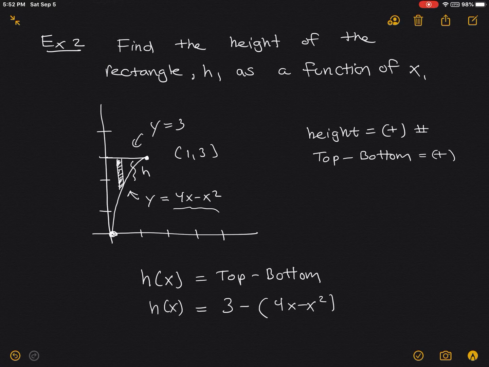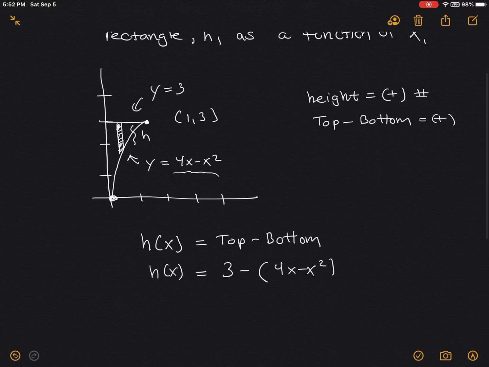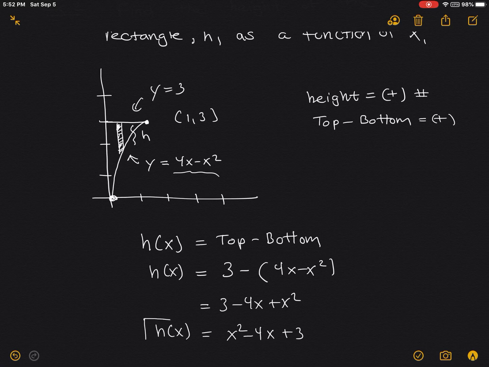Okay, so not too difficult if you just understand that height is always positive. You could distribute here: 3 minus 4x plus x squared. If you want to write it in standard form, you can. There's your height as a function of x.